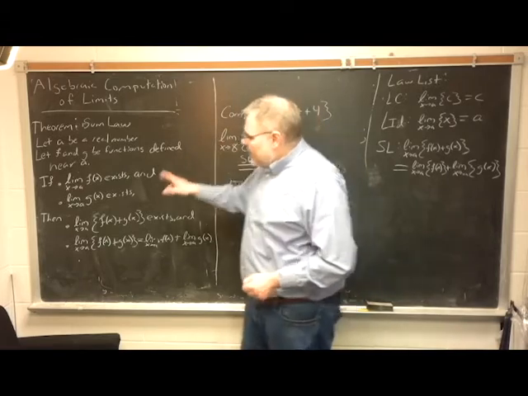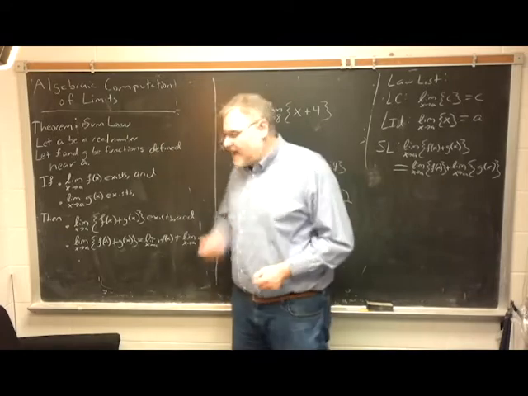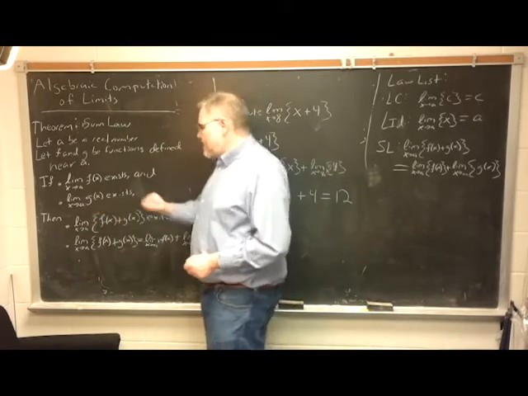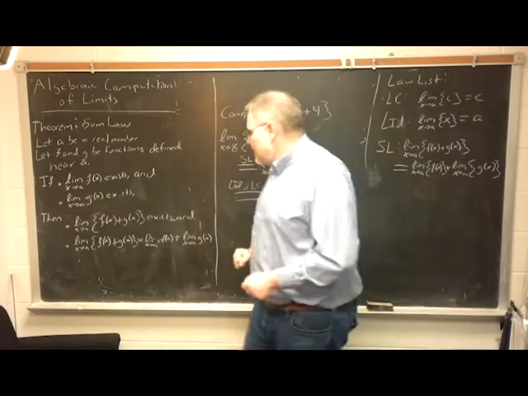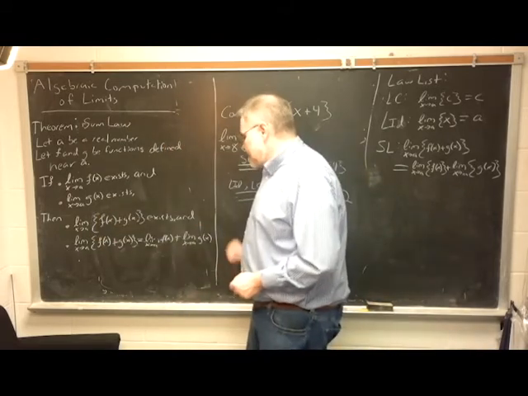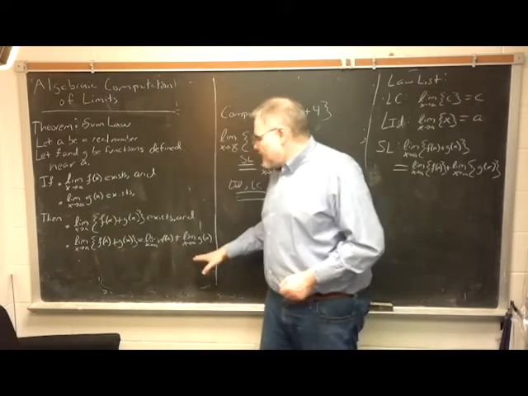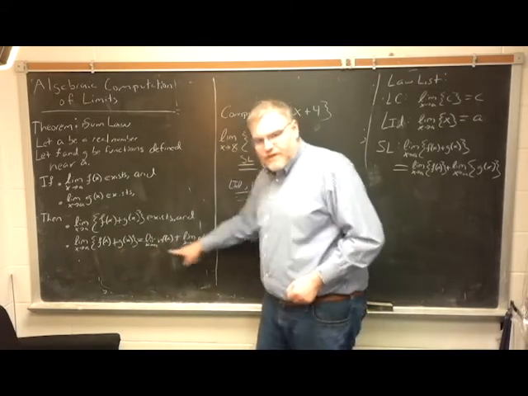If the limit as x goes to a of f of x exists, and if the limit as x goes to a of g of x exists, then the limit of f of x plus g of x also exists, and the limit of the sum is the sum of the individual limits.